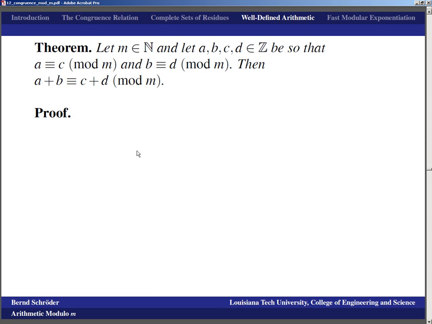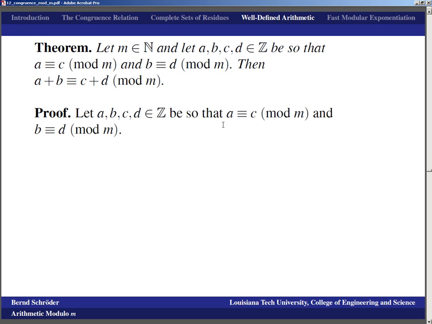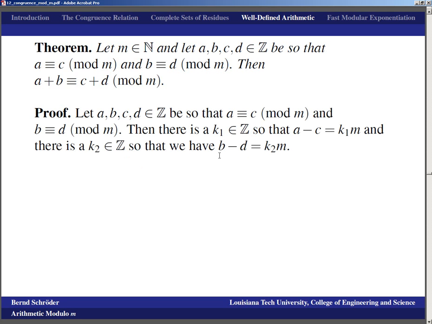Exactly. And the proof, well, you take a, b, c, and d, so that a is equivalent to c and b is equivalent to d. First thing you do is you write down what that means. So there's a k1, so that a minus c is k1m, and there's a k2, so that b minus d is k2m. And then you look at a plus b minus c plus d, because that's what you want to prove the equivalence for. Well, then you realize that that's a minus c plus b minus d.